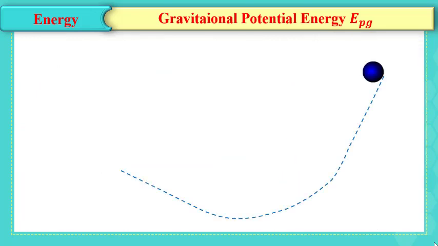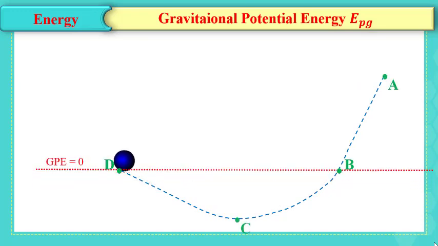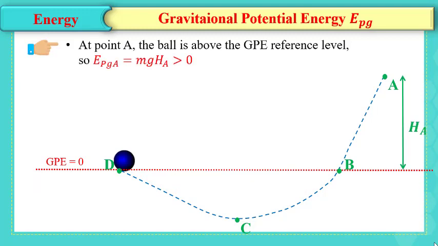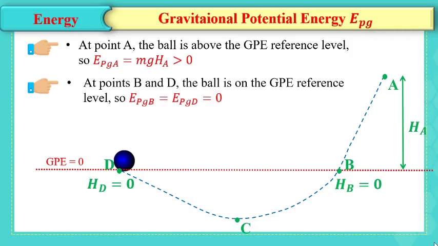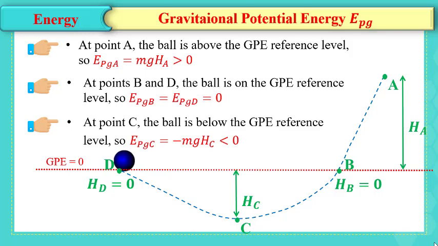Consider a particle of mass m moving down a curvilinear path A, B, C, D, where the horizontal plane passing through points B and D is the gravitational potential energy reference. In this case, at point A, the ball is above the gravitational potential energy reference, so the potential energy at A is positive. At points B and D, the ball is on the reference level, so the potential energy at these points is 0. At point C, the ball is below the reference level, so the potential energy at this point is negative.